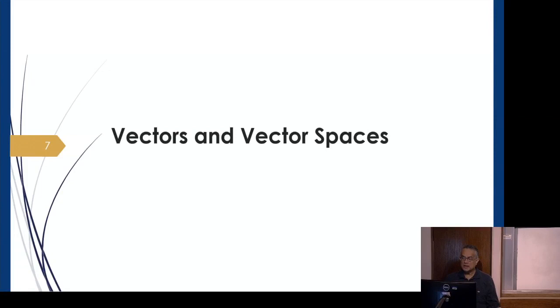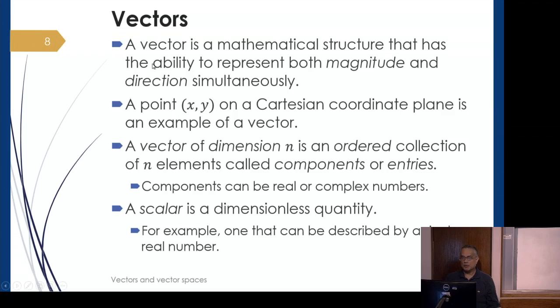So vectors and vector spaces. Most of us remember this, of course, but a vector is simply a mathematical structure that has two attributes. It has a magnitude, which is the size, but also a direction. If you take two dimensions and look at x and y as the two axes of this two-dimensional surface, let's say, a vector would simply be something, for example, that goes from 0, 0 to any point x, y.